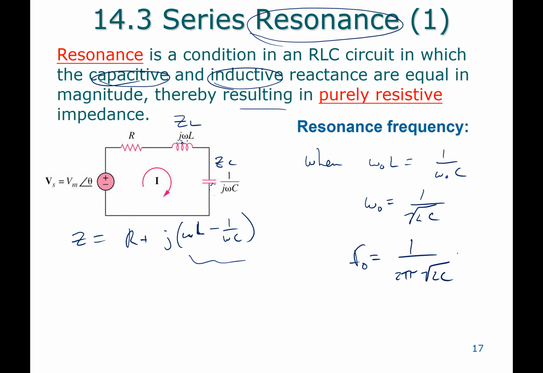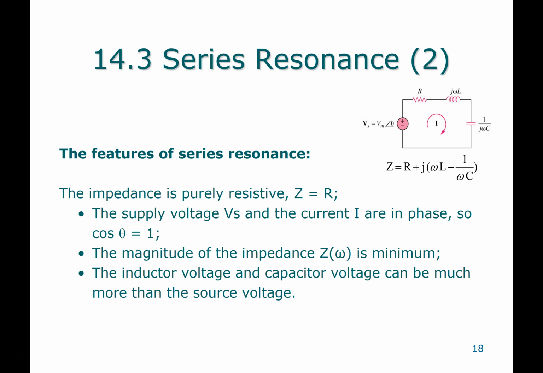What happens is you have the least amount of impedance to the current flow, so you'll get the most current flowing through the circuit at that frequency. You get the highest response there. The impedance is purely resistive in that case. The supply voltage Vs and I are in phase, which is interesting, so the phase angle between them is 0. And the magnitude of the impedance is at a minimum, so it has the least resistance to current.